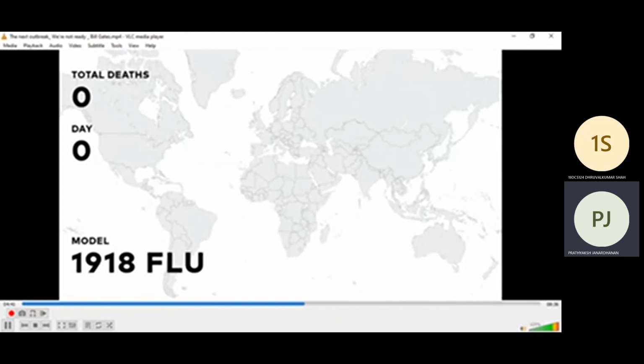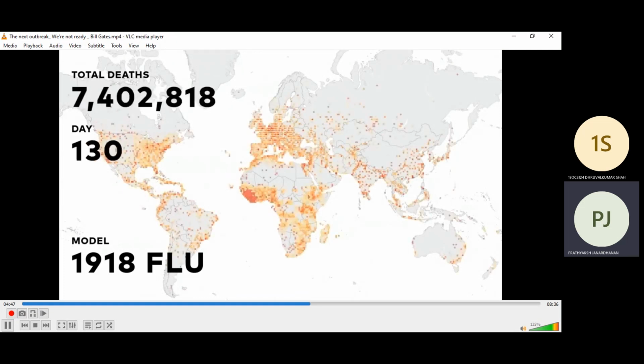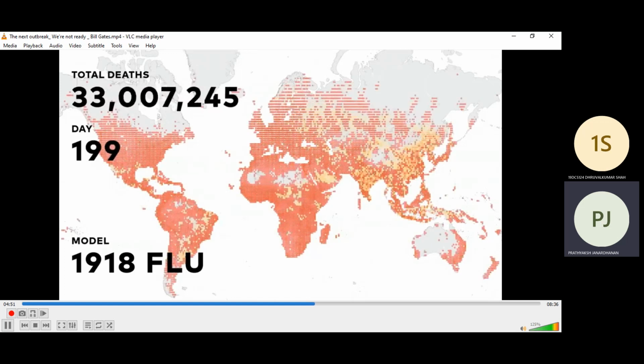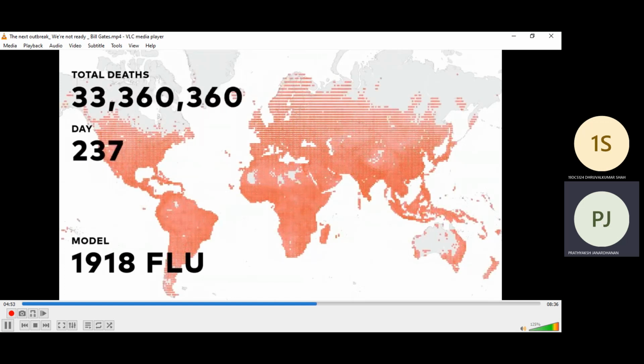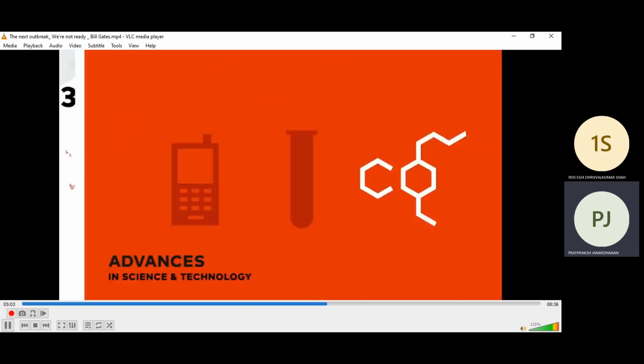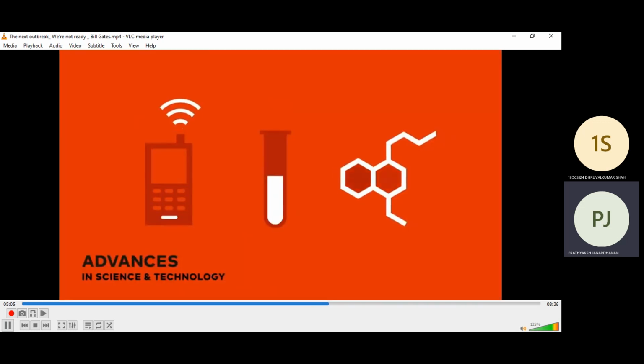In fact, let's look at a model of a virus spread through the air like the Spanish flu back in 1918. So here's what would happen. It would spread throughout the world very, very quickly. And you can see there's over 30 million people die from that epidemic. So this is a serious problem. We should be concerned. But in fact, we can build a really good response system.